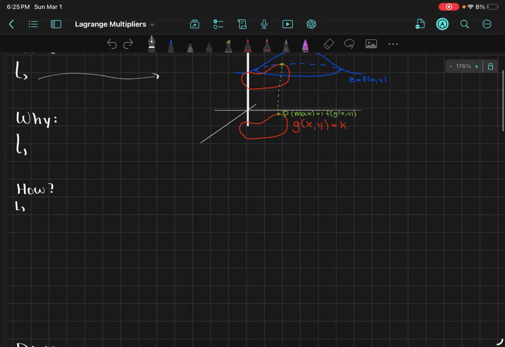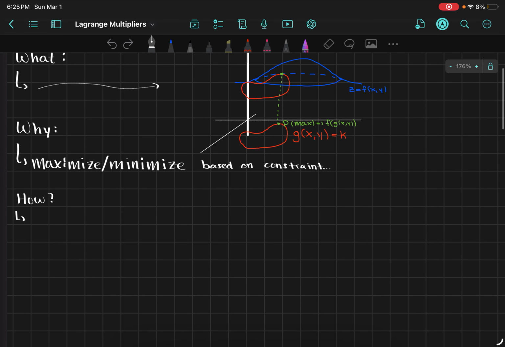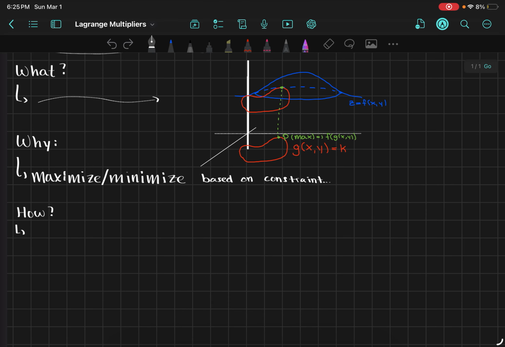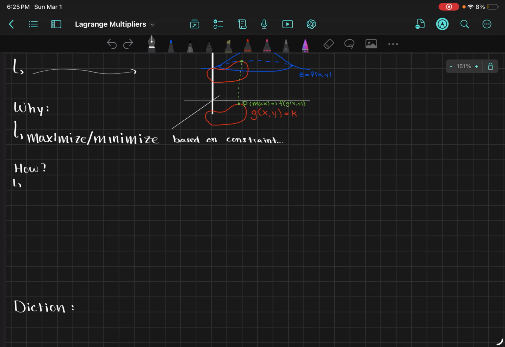So let's look at the why here. Why we're doing this is to maximize and minimize based on a constraint. Our constraint being our g of x y, we're trying to find the maximum of our blue function inside of the red function, and I drew a photo there where that occurs. But how are we going to find that? Well, let's get into the how now.